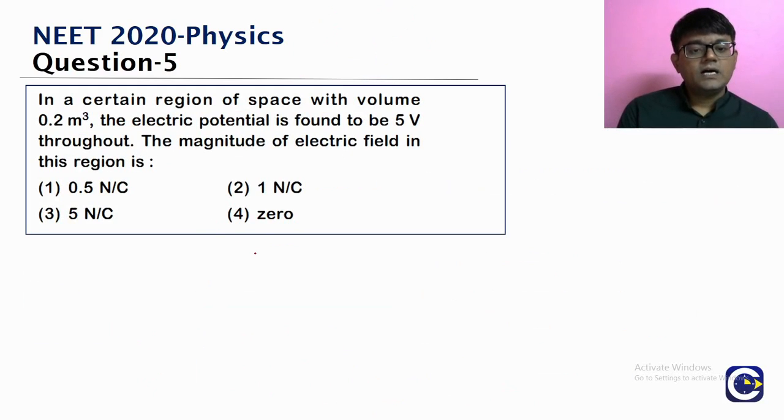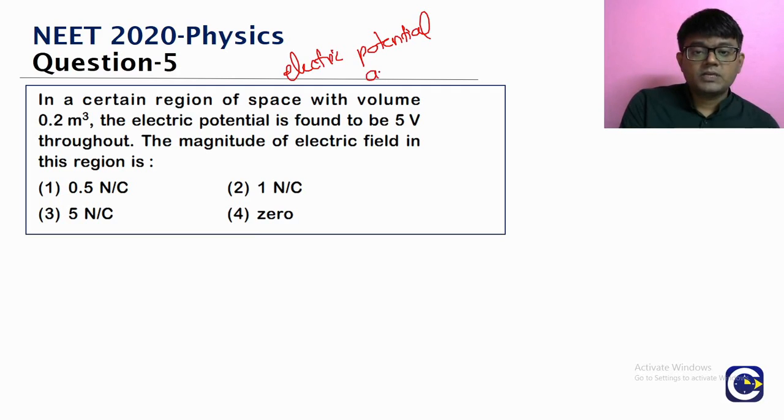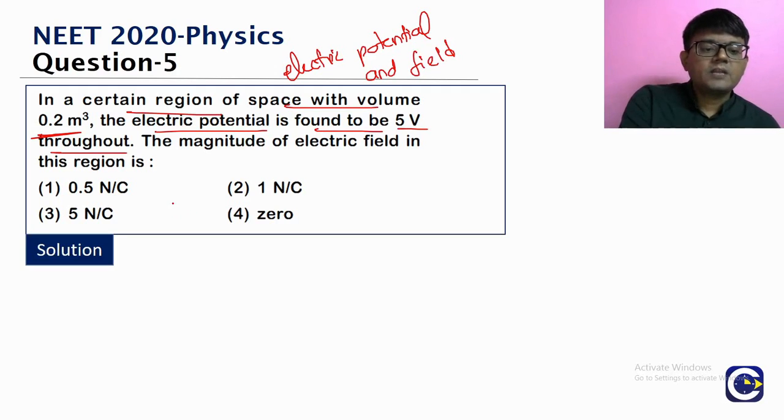Next we have a question which is again theoretical, based on the relation between electric potential and field. So what is this question based on? Electric potential and electric field. In a certain region of space with volume 0.2 meter cube, the electric potential is found to be 5 volt throughout. Means everywhere the electric potential is what? Constant. Everywhere it is 5 volt.